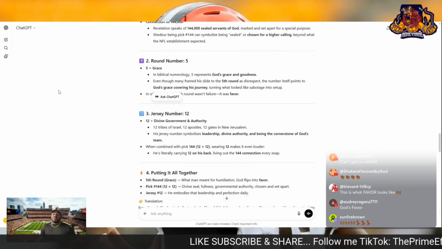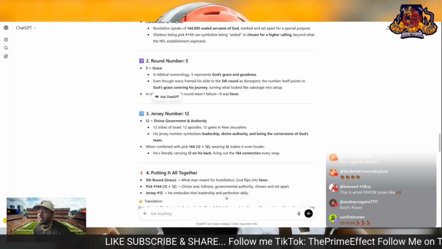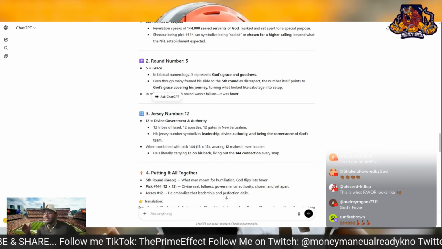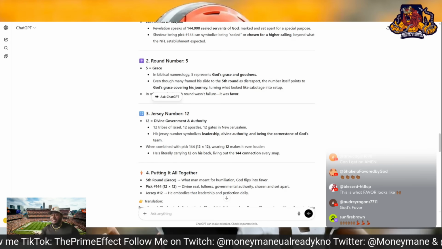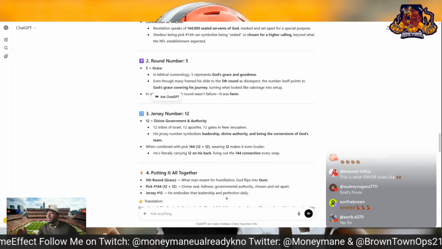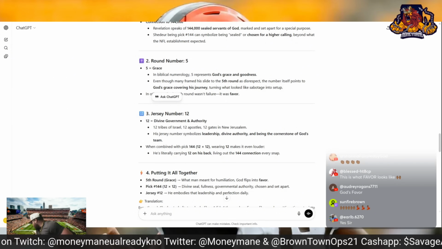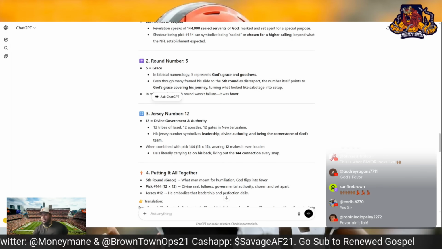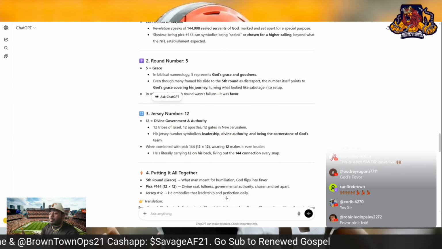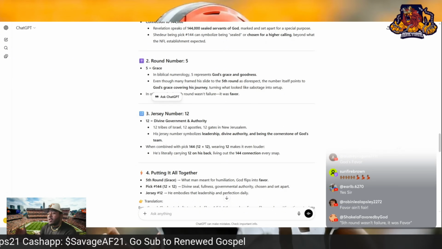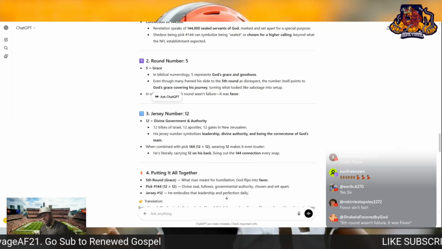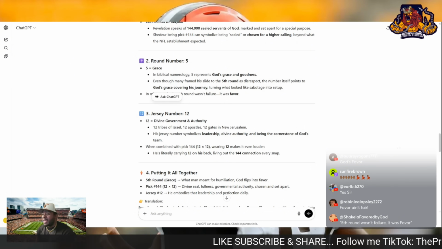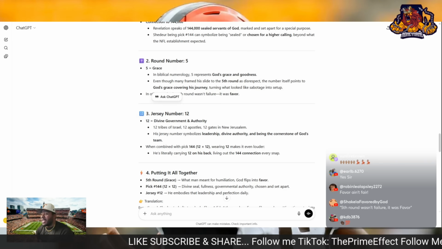Jersey number 12. 12 equals divine government and authority: 12 tribes of Israel, 12 apostles, 12 gates in New Jerusalem. His jersey number symbolizes leadership, divine authority, and being the cornerstone of God's team. What is the cornerstone of a team? The quarterback. When combined with the pick 144, 12 times 12, wearing 12 makes it even louder. He's literally carrying 12 on his back, living out the 144 connection every snap.